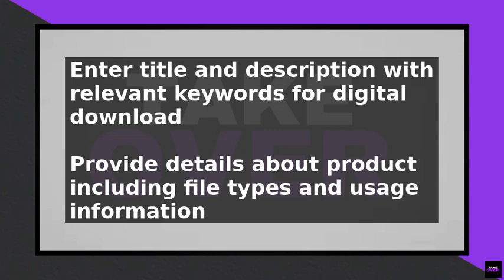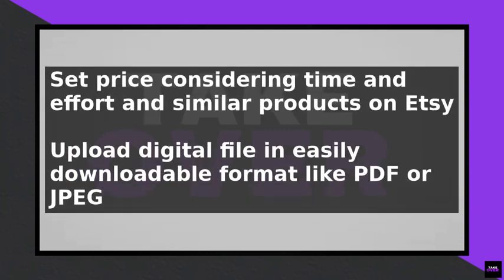Now, upload your digital file to Etsy. Make sure the file is in a format that can be easily downloaded by buyers, such as a PDF or JPEG. You can upload multiple files if needed. And you should also consider adding a preview image to give buyers an idea of what the product looks like.